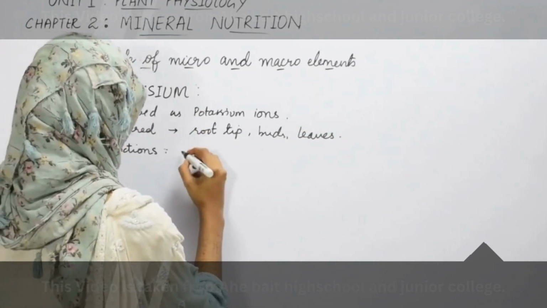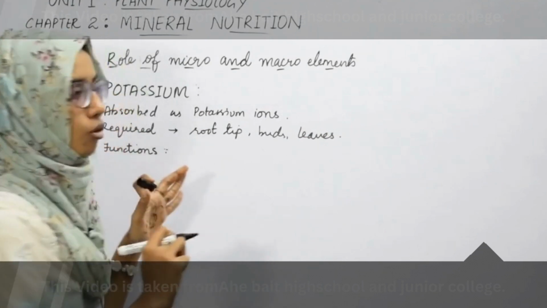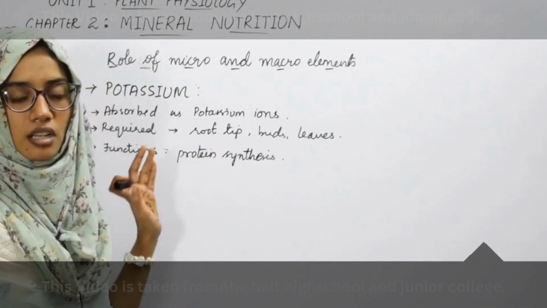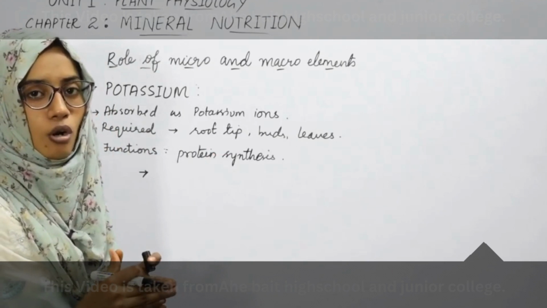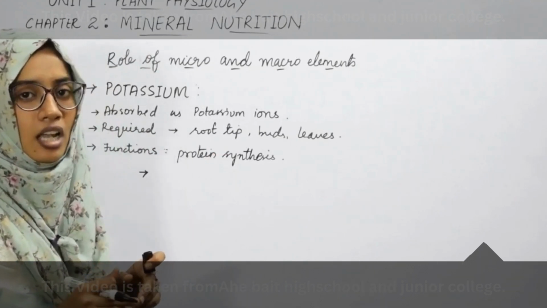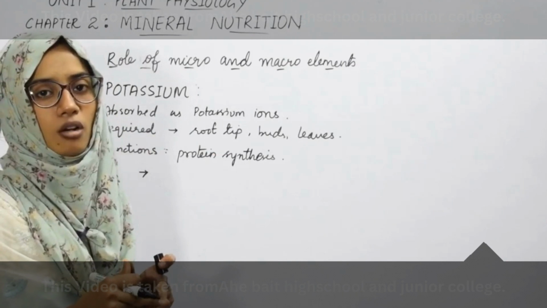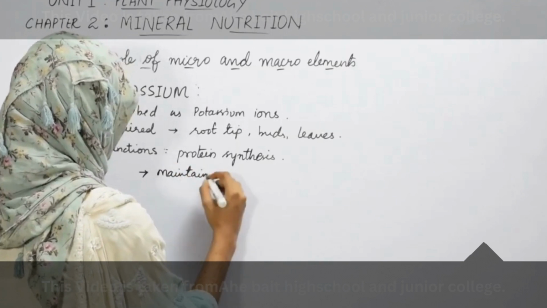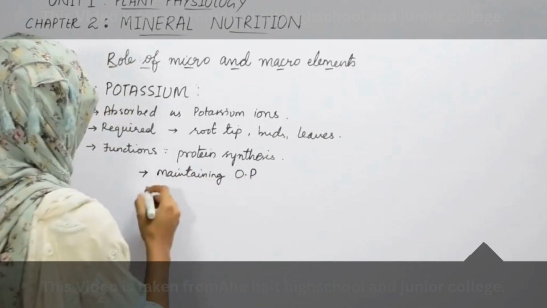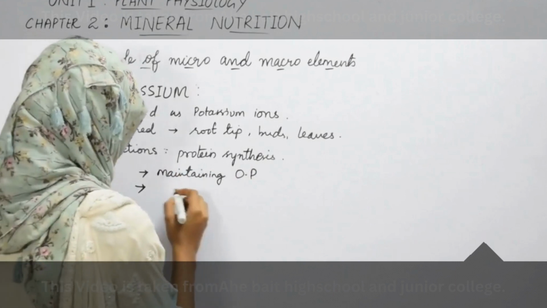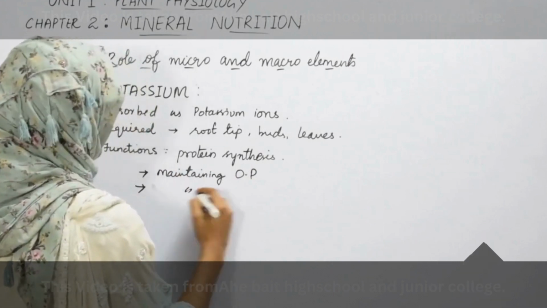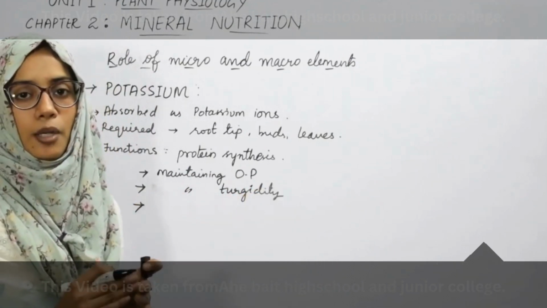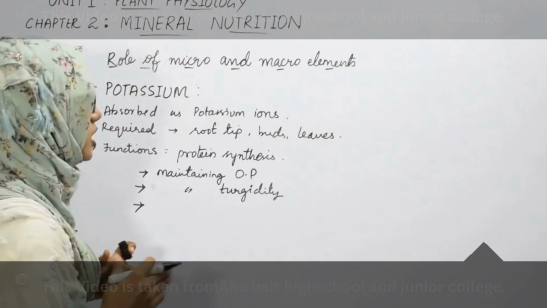The mineral potassium plays a crucial role in protein synthesis, and this potassium is required to maintain the ratio of anions and cations in the cell so that the osmotic potential of the cell can be maintained. So it helps in maintaining the osmotic potential or the osmotic pressure in the cell. The next function of potassium is it helps in maintaining the turgidity of the cells. As it is maintaining the turgidity, it prevents the rupturing or the bursting of the cell.